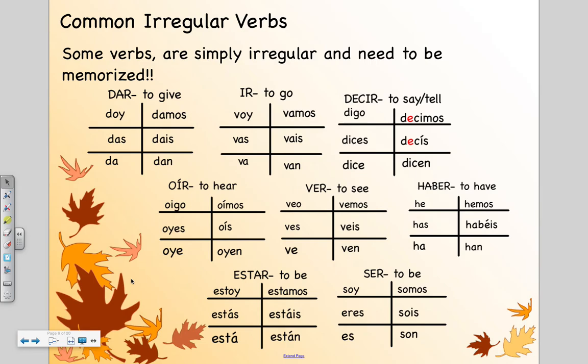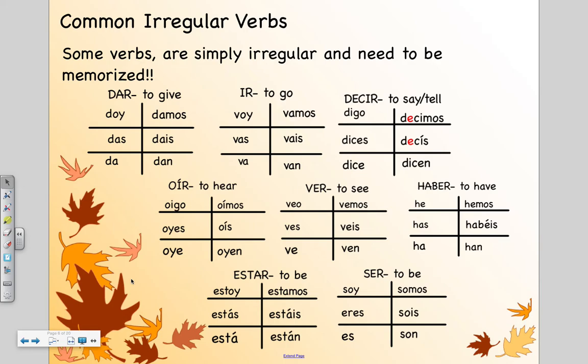Ver, to see. The only irregular form is the yo form. And vosotros does not have an accent. Yo form is veo, and everything else, like I said, is pretty much normal except for vosotros.